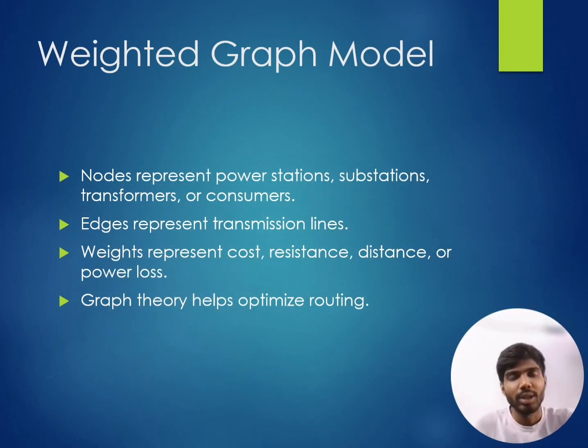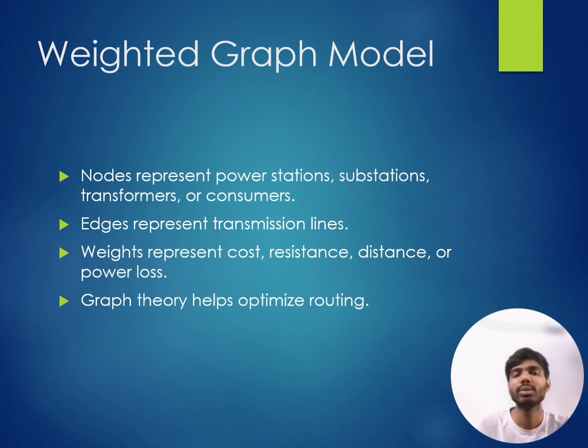Thanks, Ashad. So, how do we model a complex power grid? We use what's called a weighted graph. It is a surprisingly simple but powerful idea. Here, first we represent every key location, like a power station, a major substation, or a city as a node, which is just a dot on the graph. Second, the transmission lines that connect these locations are represented by edges.